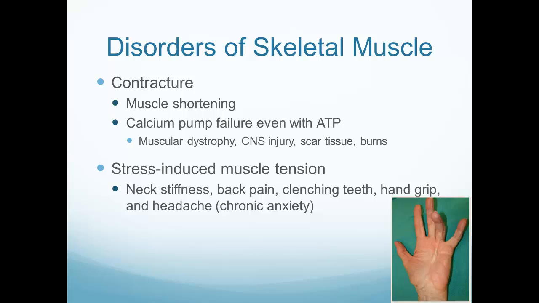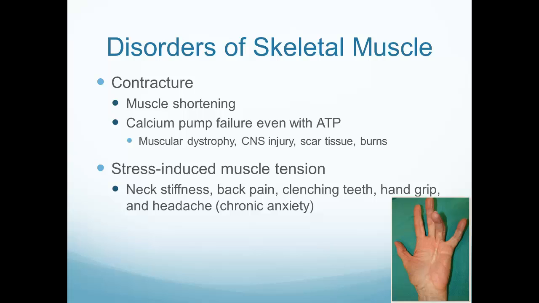However, when we have certain situations like a central nervous system injury, so that's CNS injury, central nervous system injury, that can cause a failure of the calcium pump, even when we have ATP available. And then that can cause a contracture to occur in the patient where the muscle just shortens and then we don't have full motion of that joint.